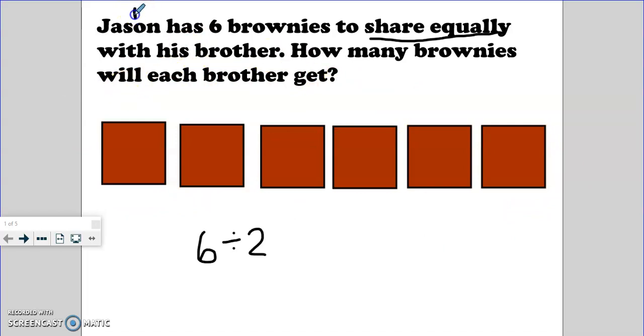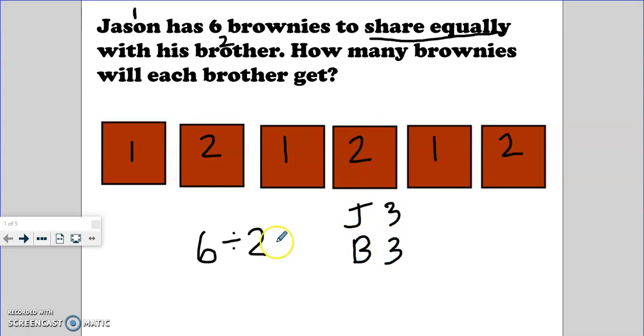There is Jason, who's 1, and his brother, who is 2. So, Jason gets 1, his brother gets 1. Jason gets 1, his brother gets 1. Jason gets 1, his brother gets 1. So how many brownies will each brother get? Jason will get 3 and his brother will get 3. So 6 divided by 2 equals 3.